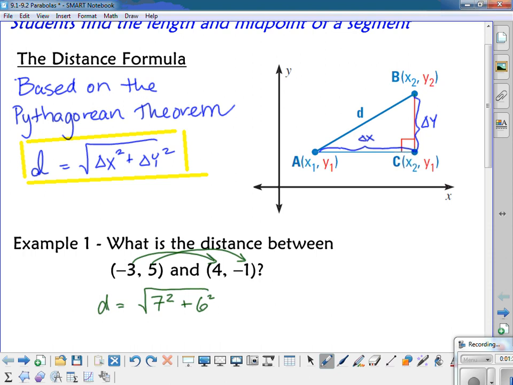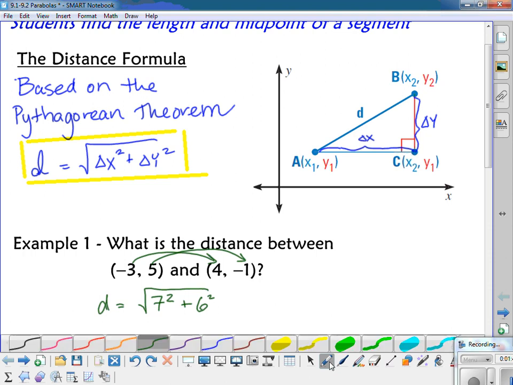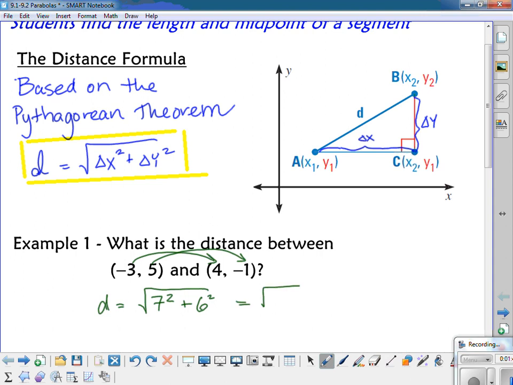I don't care that it's -6 because I'm squaring it. And I'm essentially talking about the length of a side of a triangle, so you don't really have to worry about your negatives. You just find out how much the x changed, how much the y changed, and you square them. So 7 squared is 49, 6 squared is 36, and you add those together and you get 85. And 85 doesn't have a perfect square that goes into it, so that's as far as you can go. Your answer is the square root of 85.